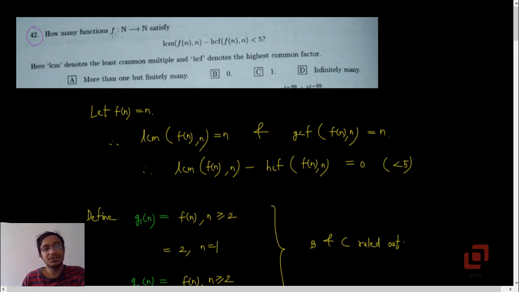How many functions f defined from the set of natural numbers to the set of natural numbers satisfy LCM of f of n comma n minus HCF of f of n comma n less than 5? Here LCM denotes the least common multiple and HCF denotes the highest common factor.